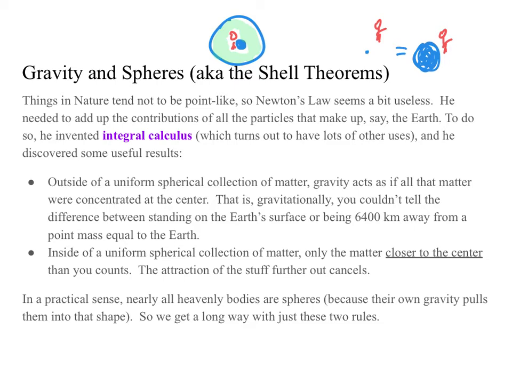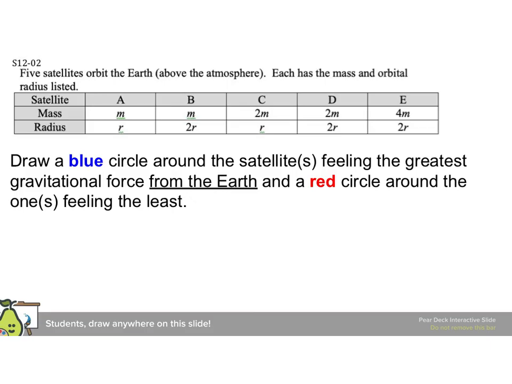Now, in a practical sense, nearly all heavenly bodies are spheres because their local gravity pulls them into that shape. That's the shape that things want to attain, and only sometimes can they get far off from it. So the Earth is basically a sphere. Sure, there are a couple of mountains and little bumps and stuff, but they're very tiny compared to the size of the Earth because the Earth's gravity is pretty strong. So we can get a long way using just these two rules and Newtonian gravity.